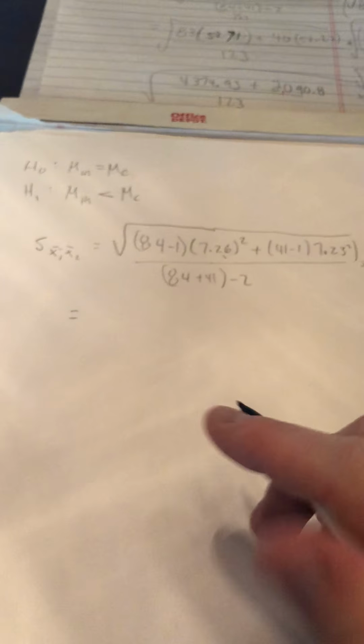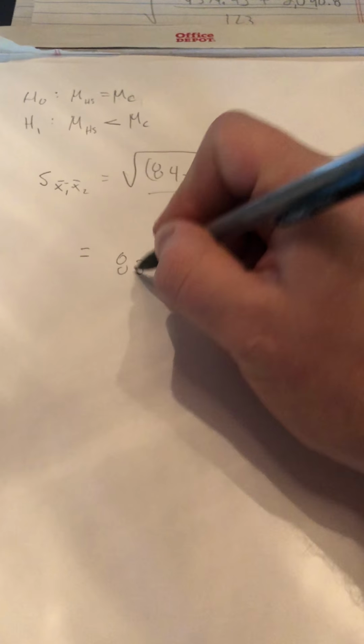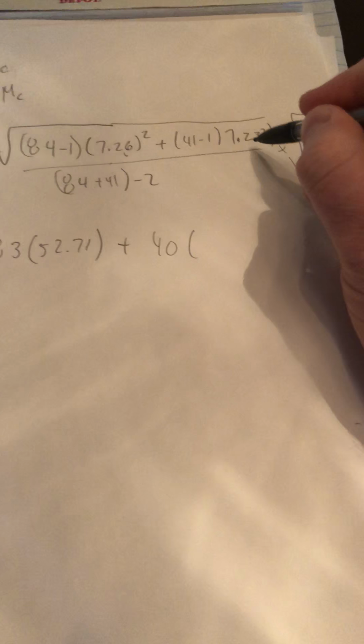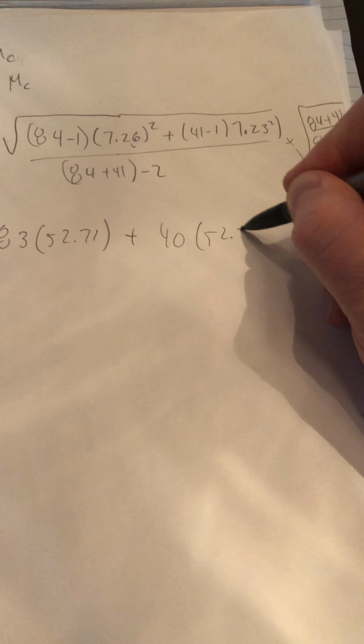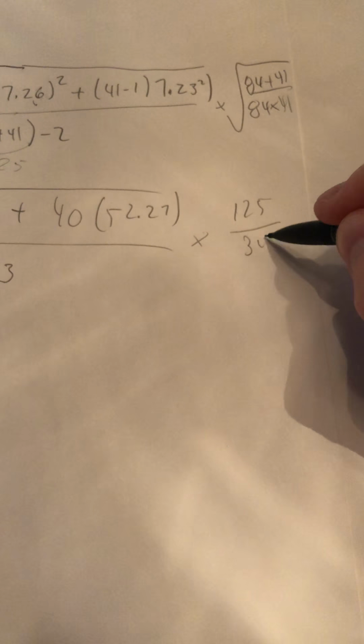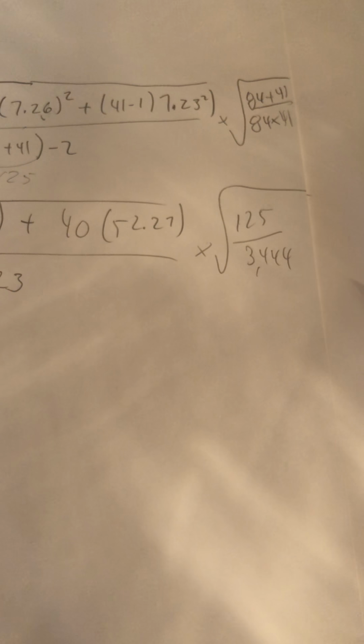84 minus 1, obviously, is 83. 7.26 squared is going to be 52.71. Plus 41 minus 1 is 40. 7.23 squared is going to be 52.27, divided by 125 minus 2 is 123, square rooted. Multiplied by 84 plus 41 is 125, divided by 84 times 41, which is going to be 3,444, square root of that.